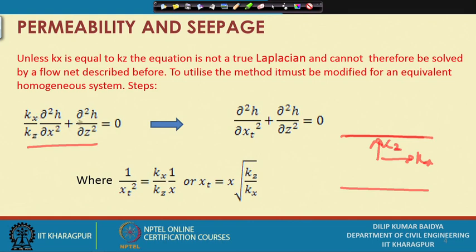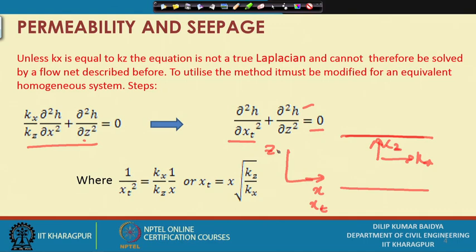So, k x by k z and k z get cancelled, and I am getting ∂²h/∂x² + ∂²h/∂z², which can be converted to ∂²h/∂x_t² + ∂²h/∂z² = 0. Now, this is actually the Laplace equation we have converted. Your coordinate axes there were x and z. Here your coordinate axis is x_t, and this was x and z before. Now, my equation is in x_t versus z.